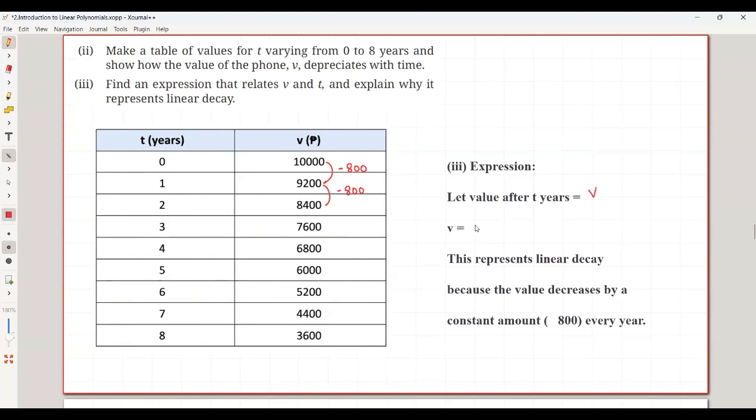V is equal to, initially it was 10,000, so 10,000 minus, every year 800 rupees is decreasing, times the time T, 800T. Now this is the linear expression. This represents linear decay because the value decreases by a constant amount, rupees 800 every year. Therefore, this is called a linear decay.